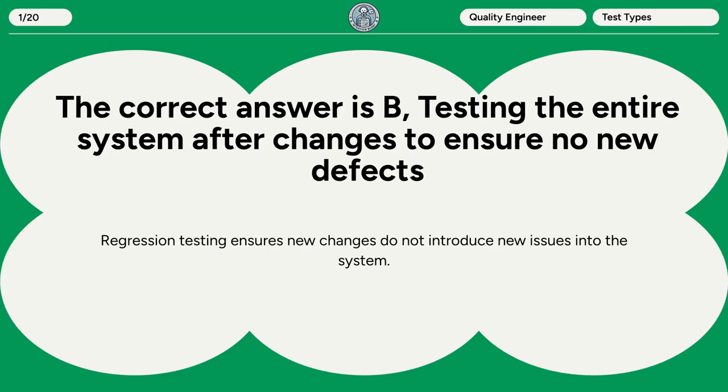The correct answer is B. Testing the entire system after changes to ensure no new defects. Regression testing ensures new changes do not introduce new issues into the system.